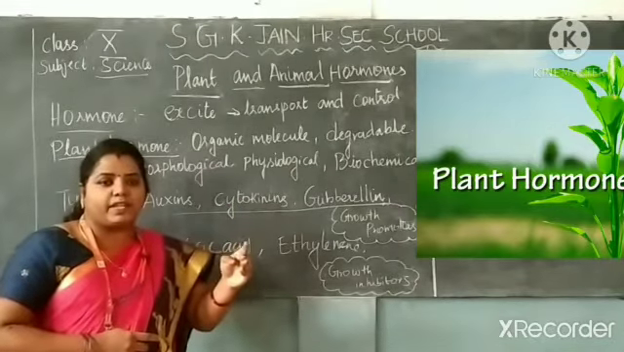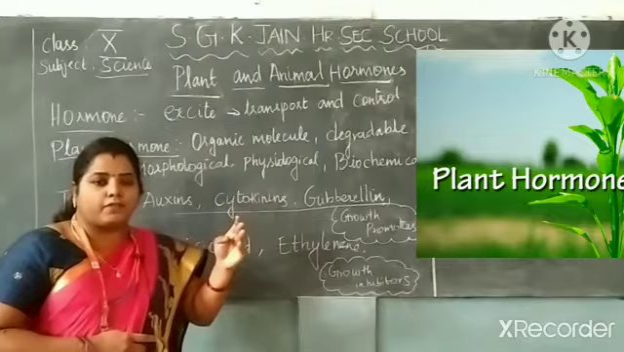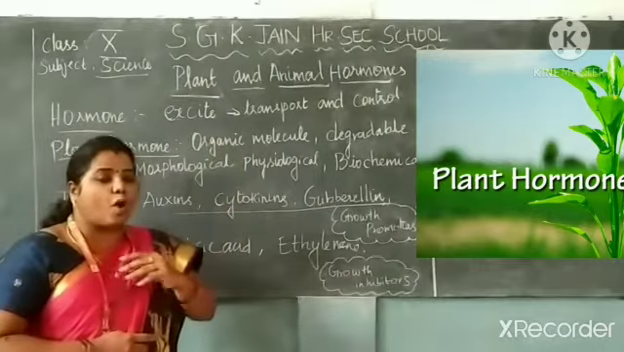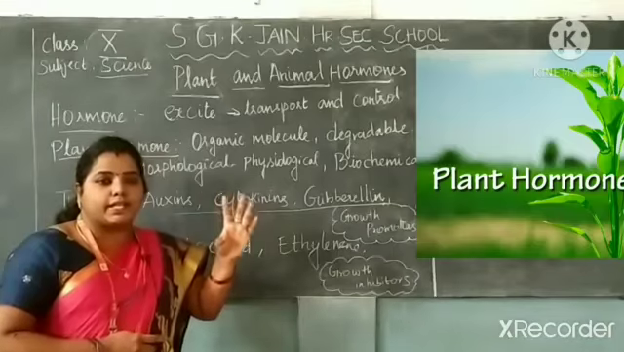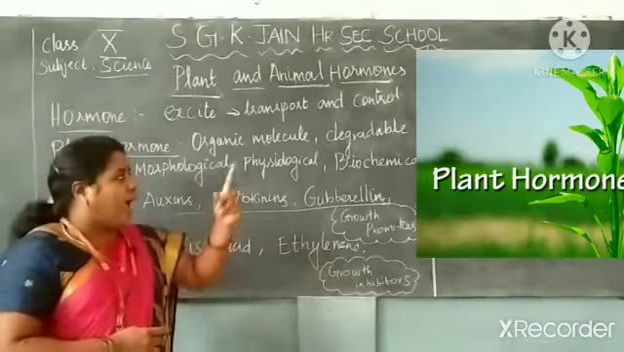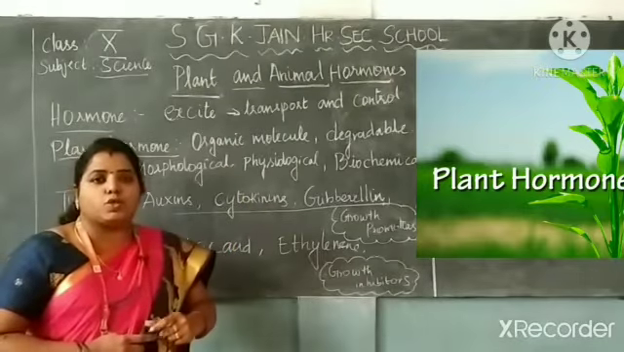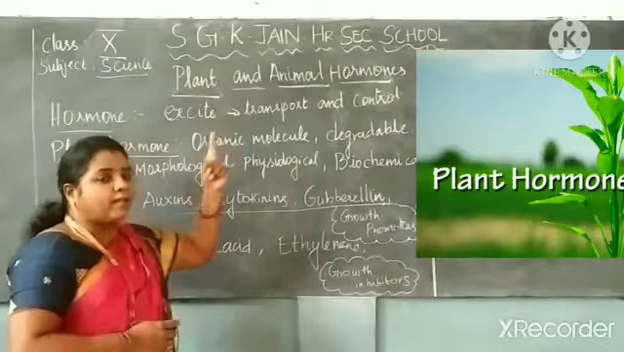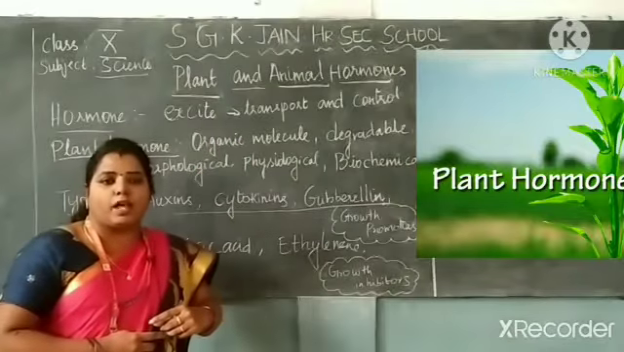Hormones mean excitement, and this is the work of hormones. They are easily transported to all the cells in our body, but only in a trace amount, and they have the ability to control physiological activities. First we will see the plant hormones, followed by the animal hormones.